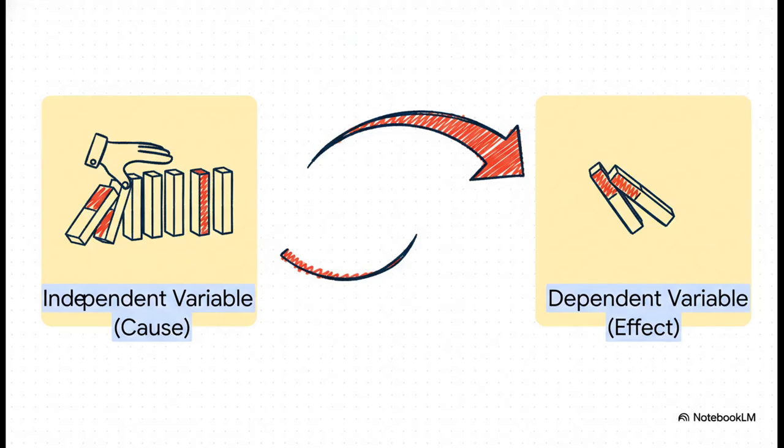Now, to build a powerful question like that, you have to understand its 2 basic building blocks. Variables. First, you have the independent variable, or IV. That's the thing you think is the cause. It's the factor you're looking at. Then you have the dependent variable, or DV. That's the effect. It's the outcome you measure to see if it was actually influenced by that independent variable.